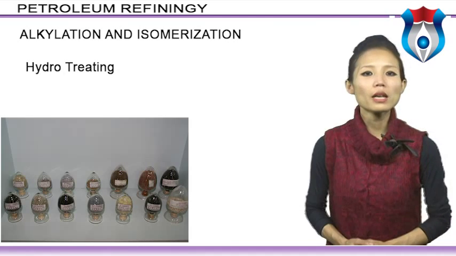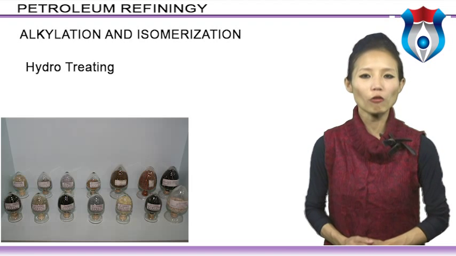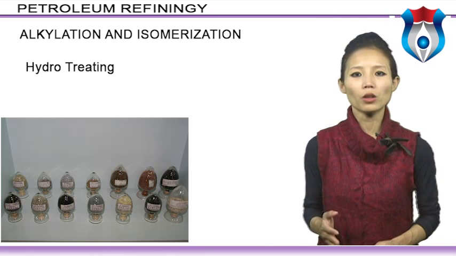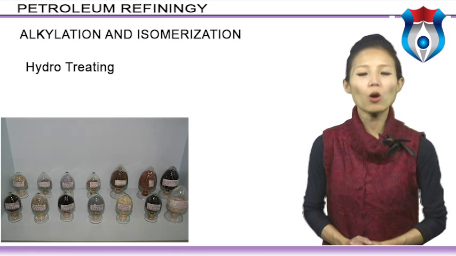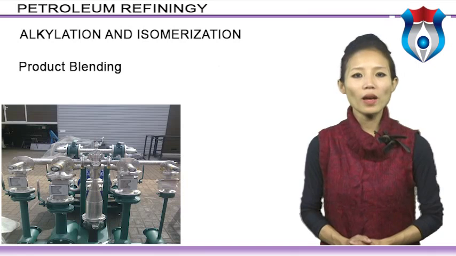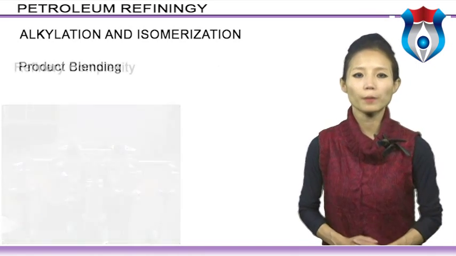Hydrotreating. Hydrotreating is a process where a petroleum fraction is reacted with hydrogen for the purpose of removing impurities. The process is usually used to remove sulfur. Hydrotreating processes use hydrogen from the catalytic reformer or a hydrogen plant. Product blending. Product blending is where the different petroleum fractions are combined together to make the final product.